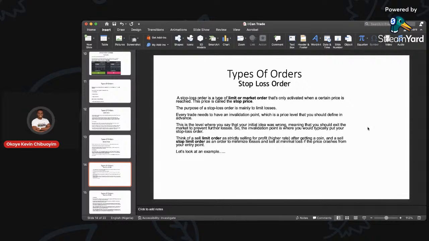So every trade needs to have an invalidation point, which is a price you define in advance. Let me break down this thing in simple terms. Now, for instance, you buy a coin, okay? The essence of trying to buy is what? To make profit, isn't it? You buy at a lower price to sell at a higher price, which is what spot trading is all about. Spot trading is all about buying low to sell high. Futures, you can buy high and then short it down. That's shorting. But we are looking at spot trading in this case.